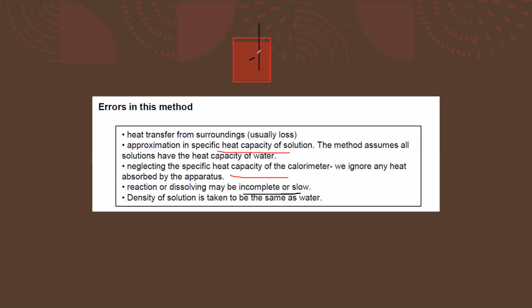And the density of the solution is taken as the same as water, but in practice the density will be different. So when we use this calorimeter method to calculate the enthalpy change or energy change during a chemical reaction, we assume that it's pure water, which has a density of 1 gram per centimeter cube, but in practice it does not have the same density. But these are all assumptions for our calculation.